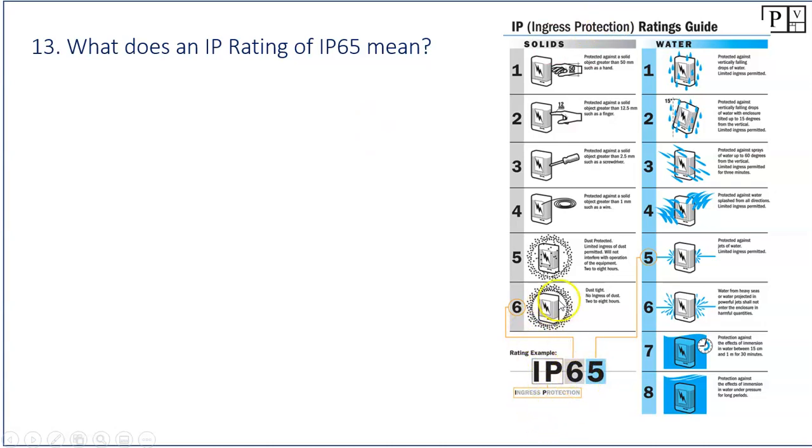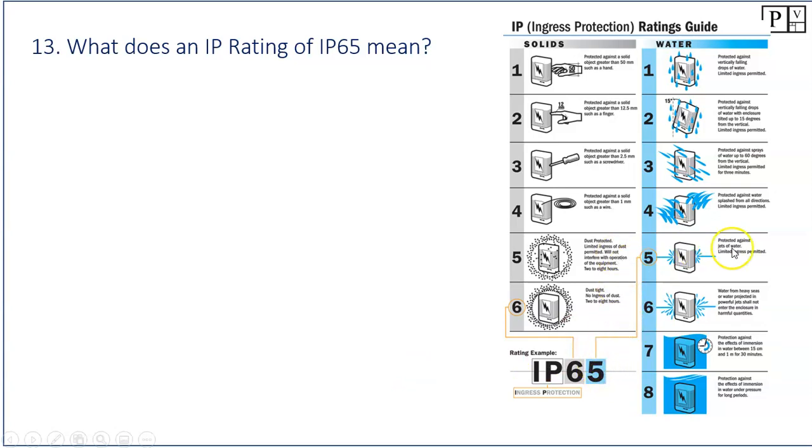So the first letter is telling us how much dust can get in there. So if it's 6, it's dust tight. No ingress of dust for 2 to 8 hours. So basically no dust is getting in there. The 5 is for water. So can you submerge it? Can you not? Can you splash it?